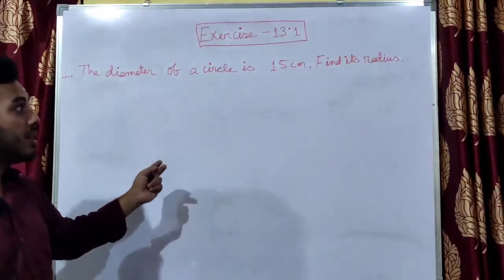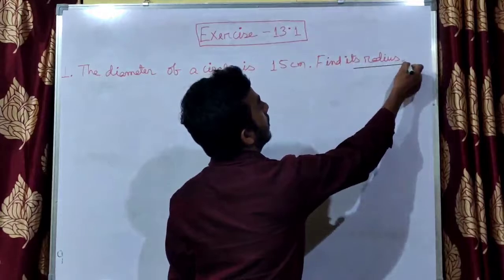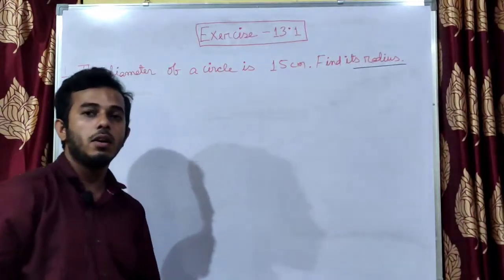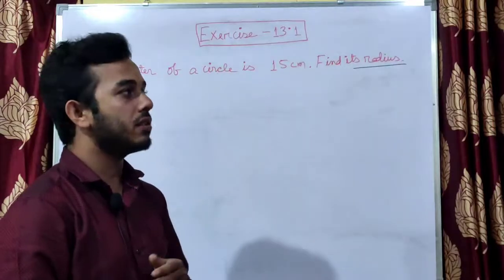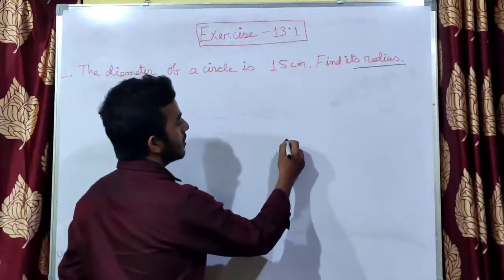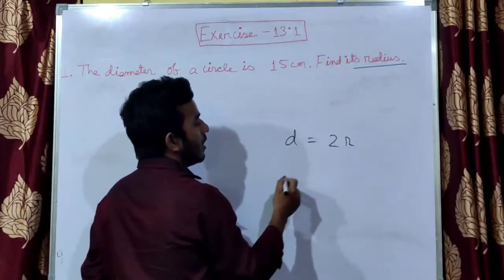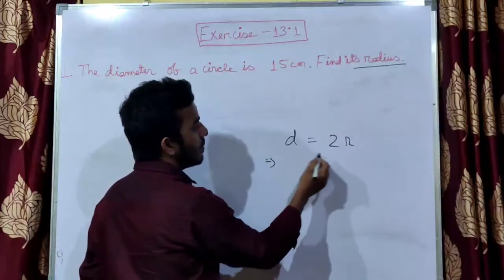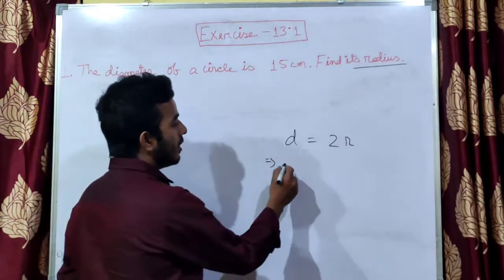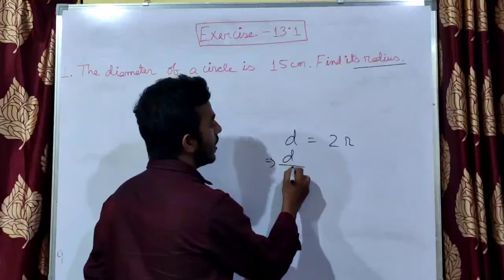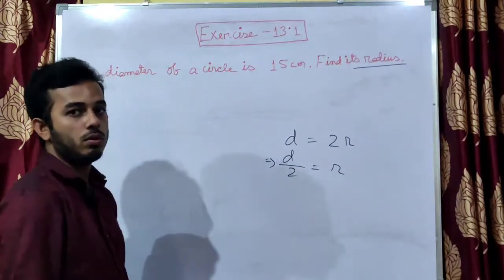So in this question, what is given? Diameter is given and we have to find the radius. Before solving the question, let us recall the relation between diameter and radius. It was diameter d equal to twice r. As there is multiplication by 2, if we change the side, it will be divide. So if we bring 2 this side, we can write r equal to d by 2, right?